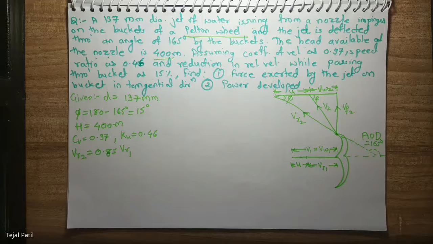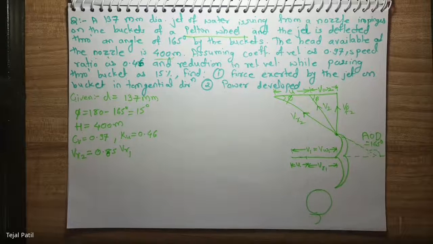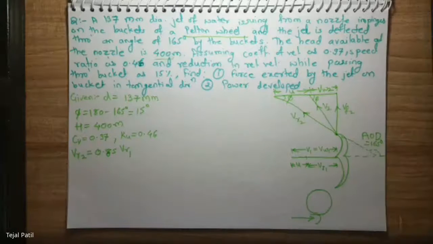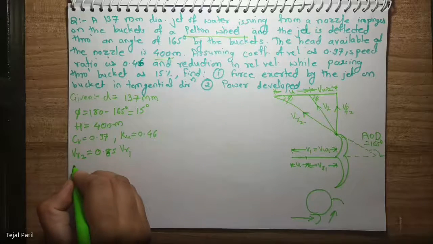It should be Fx, because see here, let's say this is your wheel and this is your bucket. The jet is going to strike in a tangential direction, and that tangential direction is the x direction. Even if you say that your bucket is over here and the jet is going to strike in this direction, normally take this as the x direction. The perpendicular direction will be your y direction. So Fx you are supposed to find.